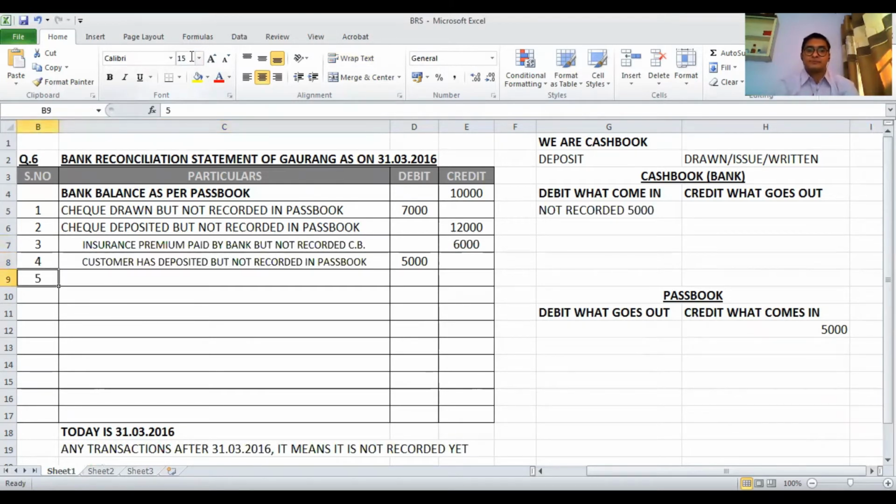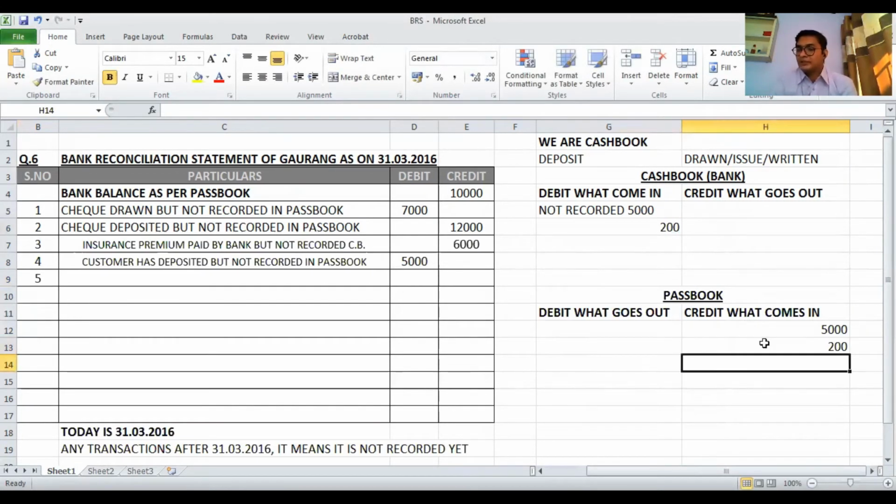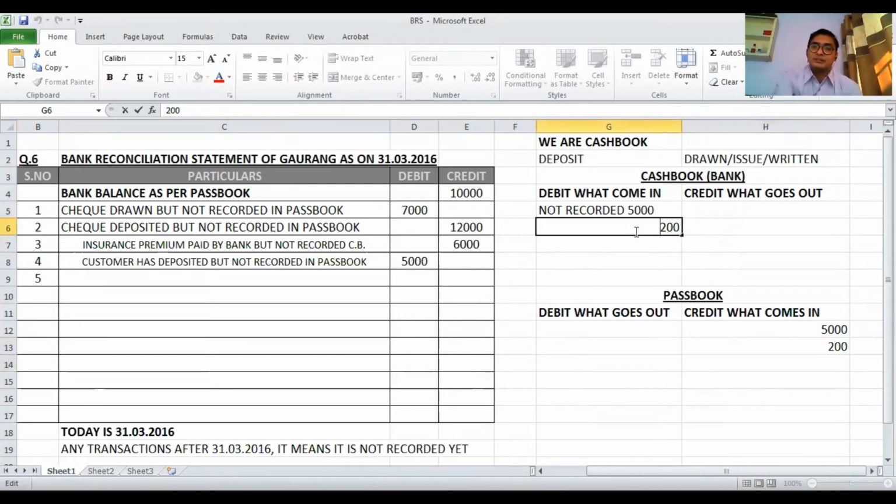Point number 5. Bank has credited interest. Bank interest, because due to bank interest, our bank balance increases. So debit side of cash book for 200 and credit side of passbook recorded for 200. But now they provided that it is recorded in passbook but not recorded in cash book. In cash book, it is not recorded.